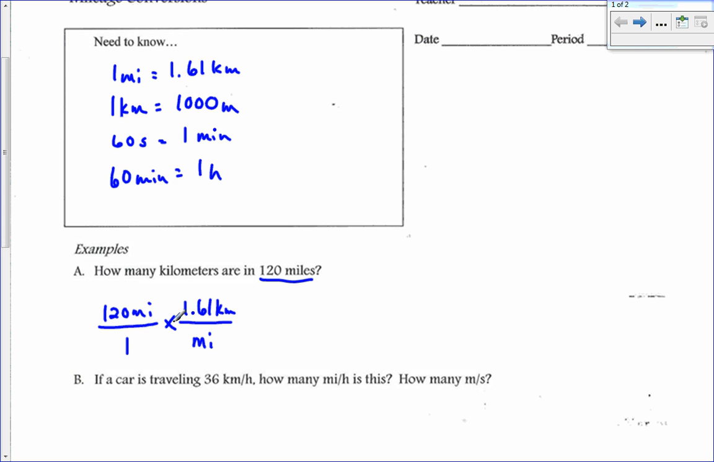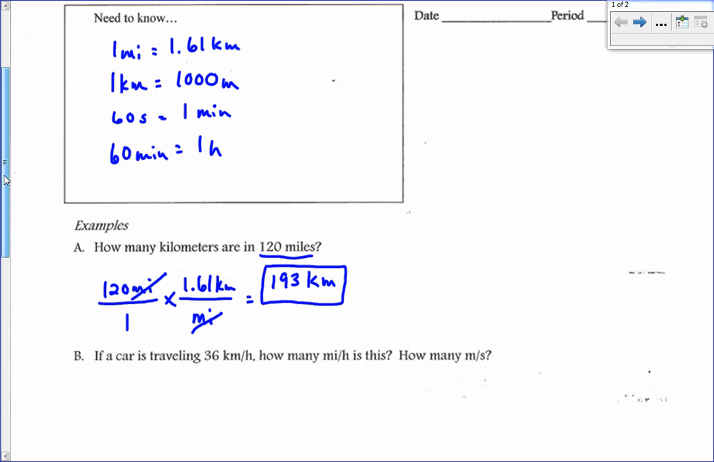We can cancel out miles. You see that these miles will cross cancel, so we're going to get rid of them. And we're going to multiply 120 by 1.61 kilometers. And when we do that, we get 193. And put the unit down there. The unit we're keeping is kilometers. Whenever you write your answer, put a box around it so that it's easy for us to see when we're grading, and go on to the next problem.